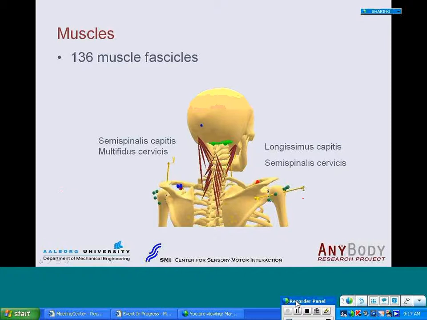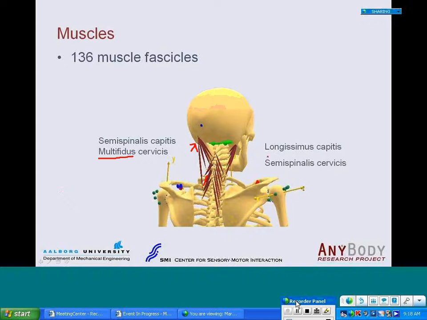We take a quick look at the back side of the cervical spine. Again, I have not listed all the muscles here because then you would not be able to see anything. But I have some of the muscles here, the multifidus cervicis, small muscles important for stabilizing the neck. And we have a more general muscle here, the semispinalis capitis, which is also important for extension of the neck.